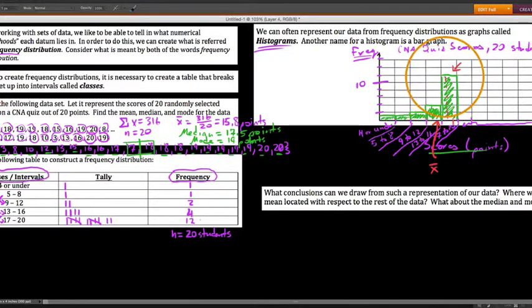So we'll talk about skewness later, but this is a very left skewed graph because we had some really low scores that threw off, say, our average here.